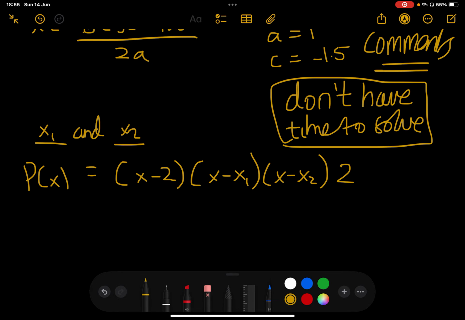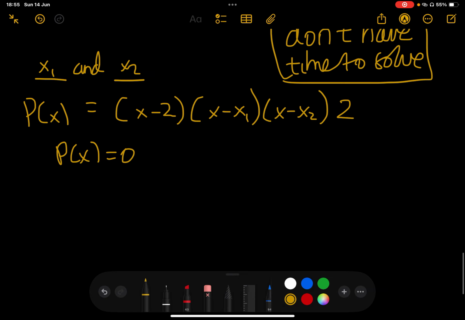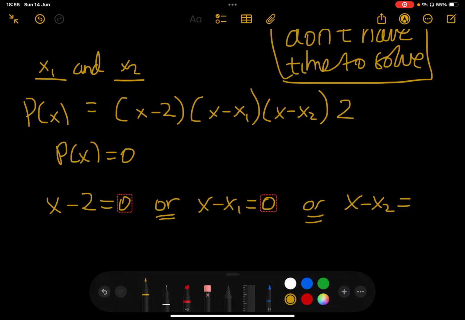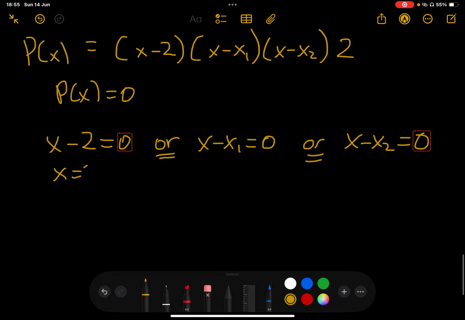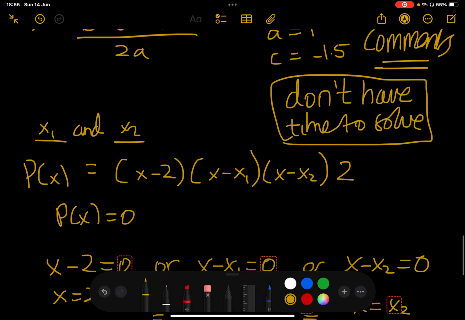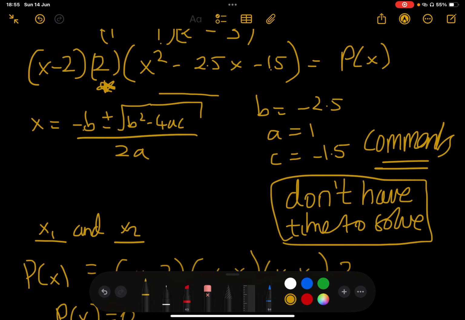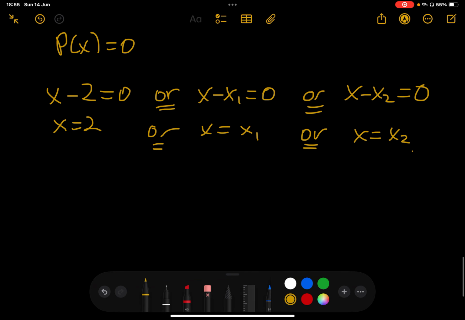So then the solution of p of x equals 0 is each of these separate things, right? So we have x minus 2 equals 0, or x minus x1 equals 0, or x minus x2 equals 0, right? So we have x equals 2, or x equals x1, or x equals x2, okay? And again, x1 and x2, we should have used this formula to find out what they are, but right now I don't have time to plug in the numbers, but I'll put them in the comments.